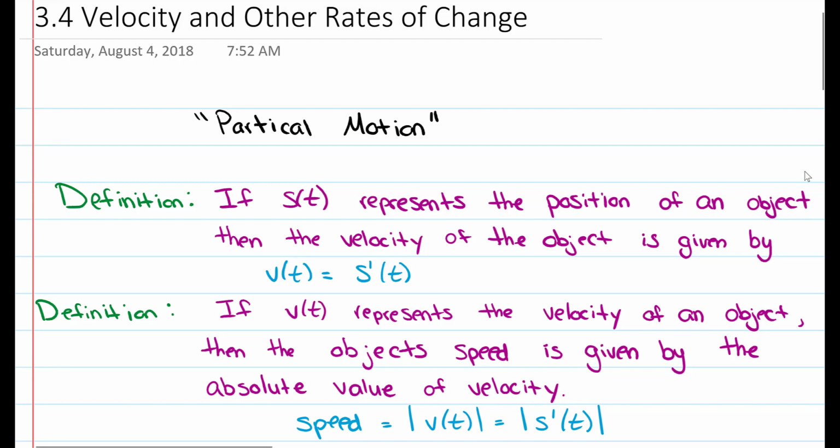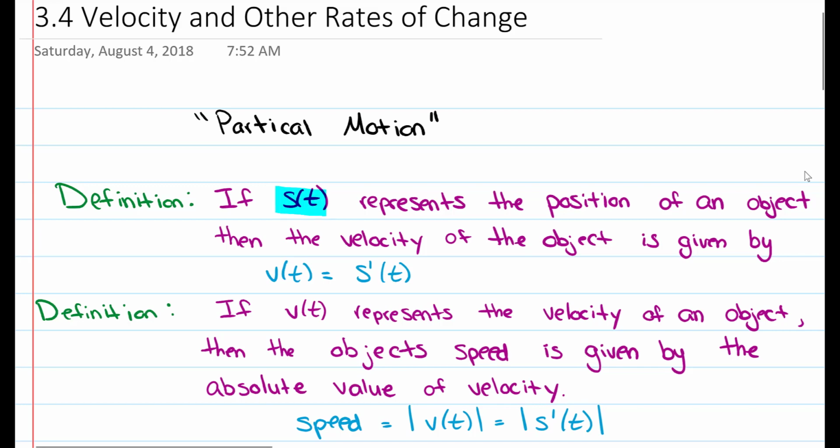Section 3.4, we're going to be discussing particle motion. Particle motion is the forward and back motion of a particle or a molecule. So before we do this, we're going to go over some definitions of how we represent position, velocity, acceleration, and speed.